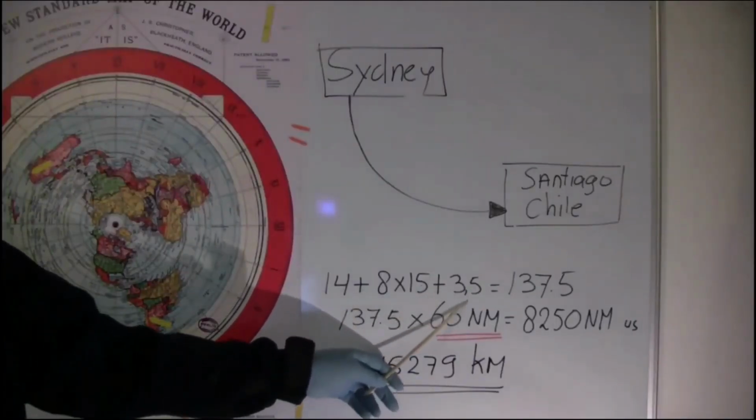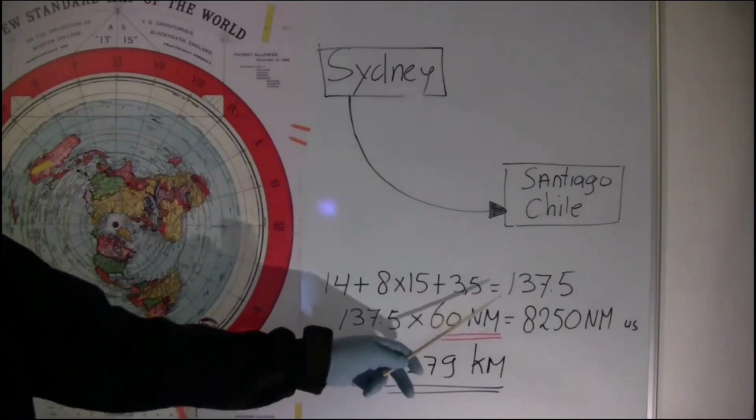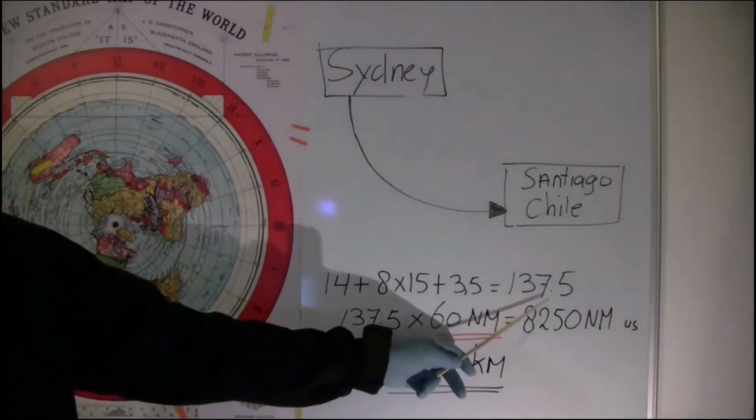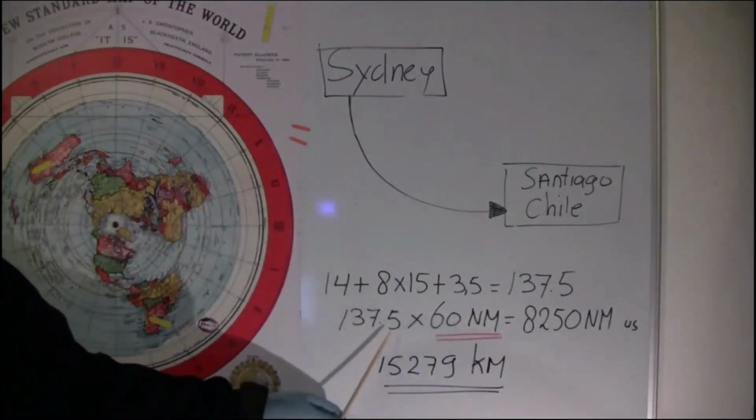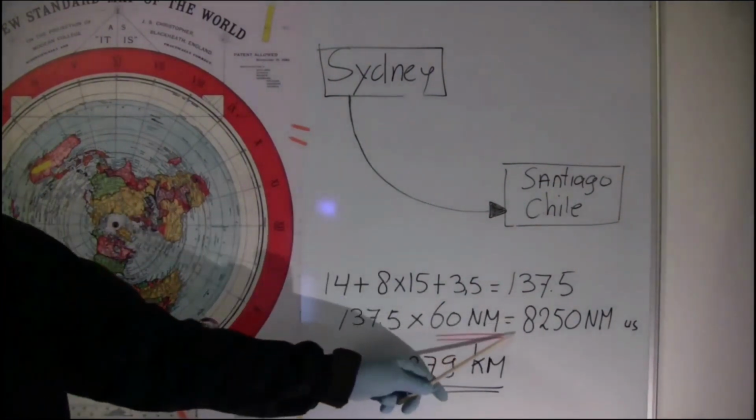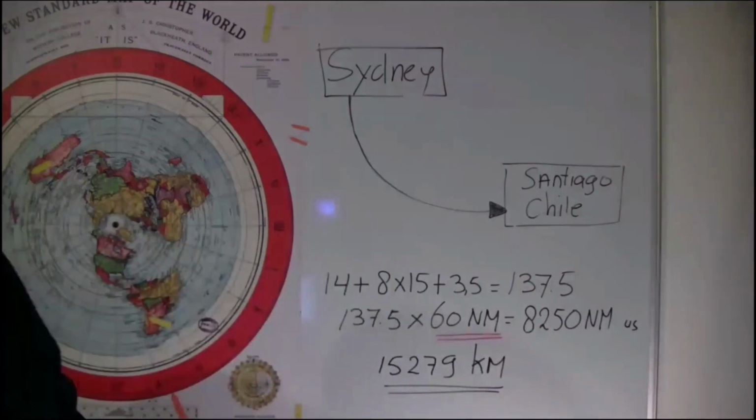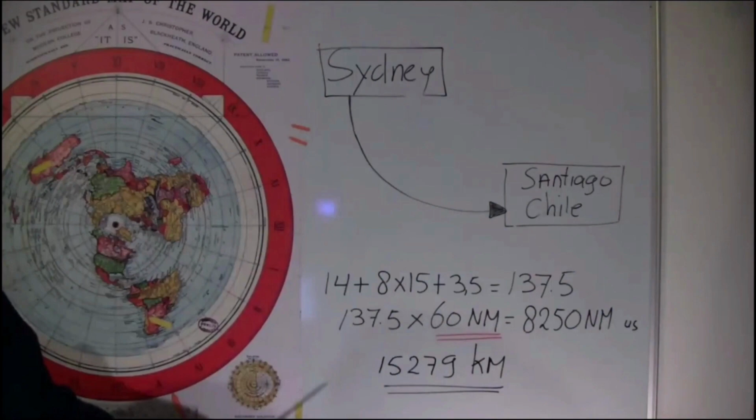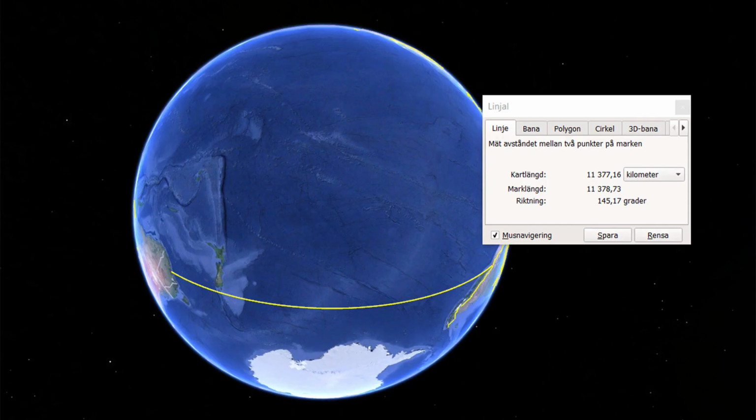So we have 8 full longitudes. So 8 times 15 degrees is 120. And then from Santiago, we have 3.5 left over. And then for Sydney, we have 14. So altogether, that's 137.5 degrees times 60 nautical miles is 8,250 nautical miles to do flat Earth circumnavigation between Sydney and Santiago. That's roughly 15,279 kilometers. And once again, he gets the wrong number. It's not 15,000 kilometers, it's 11,000 kilometers.